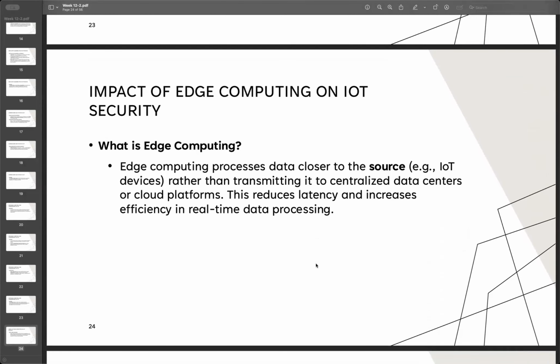Then we move on to edge computing. We know edge computing is pushing the data closer to the source, right? So the IoT devices, rather than just transmitting to a centralized data center or cloud platform, can help reduce the latency and also increase the efficiency in real-time data processing.